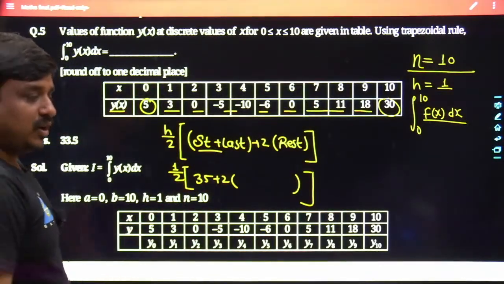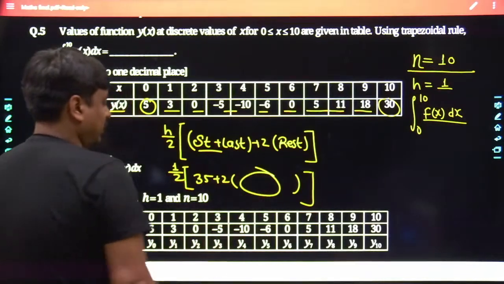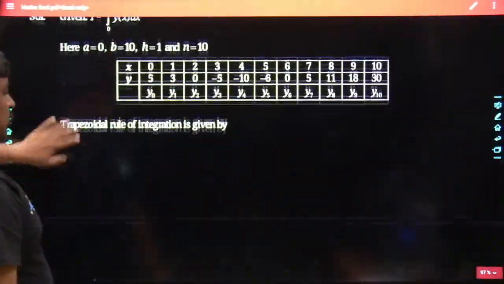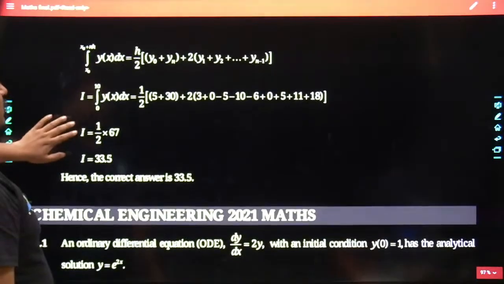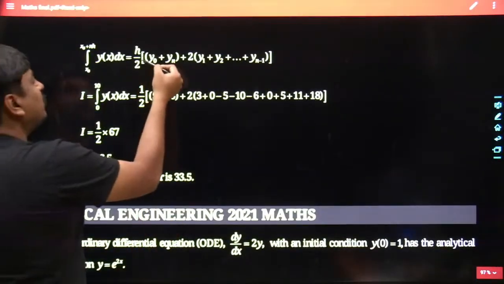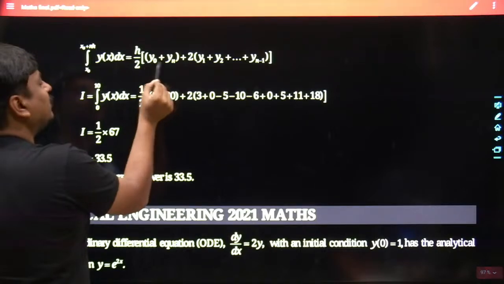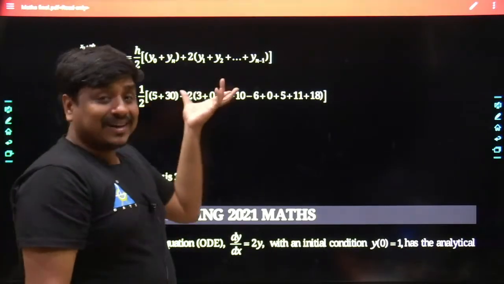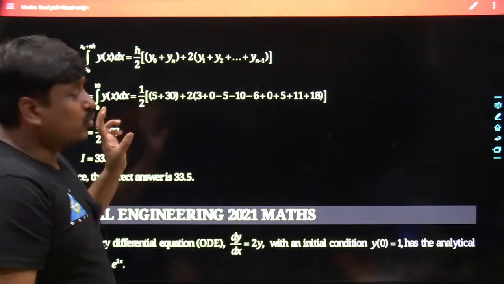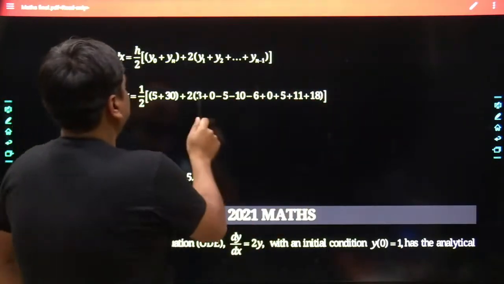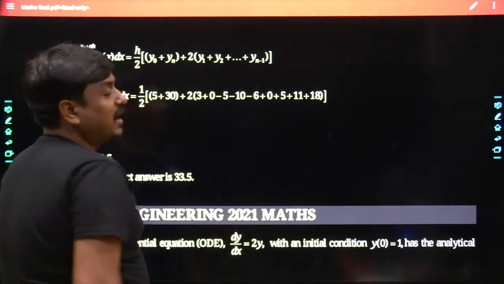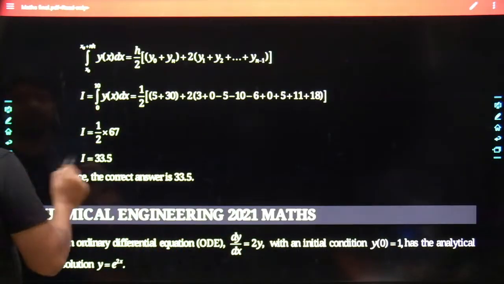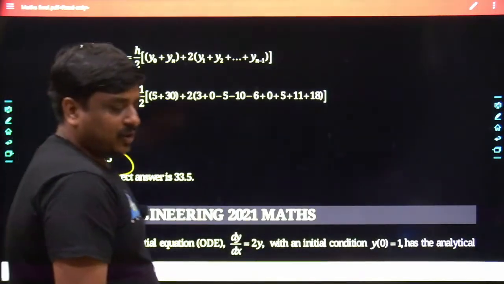Could you understand? You have to feed this data over here and you will get the best answer. Anyways, I have the solution also, so you can have a glance over it. See, we had h divided by 2, the value of h was 1. Similarly, we had the first as well as the last data, which was 5 and 30. The 2 was multiplied with the rest of the data, which was apart from the first and the last data, so it was 3 and so on, ending at 18. So at the end of the day, the result you got from this particular problem is 33.5.